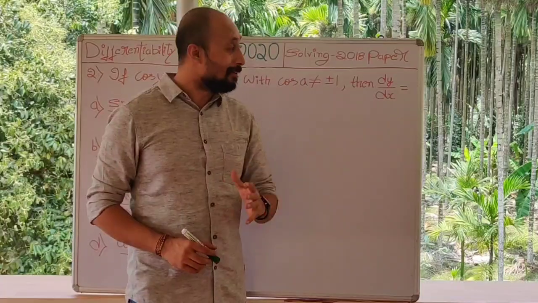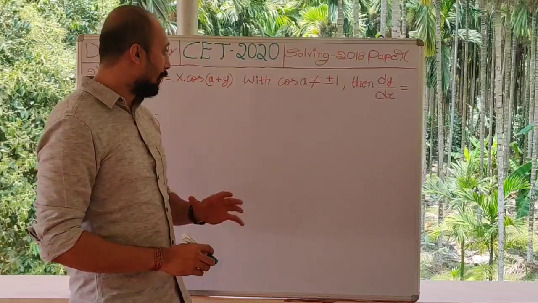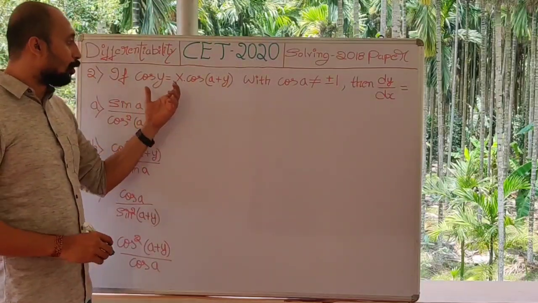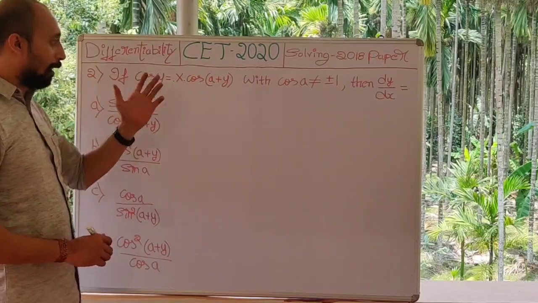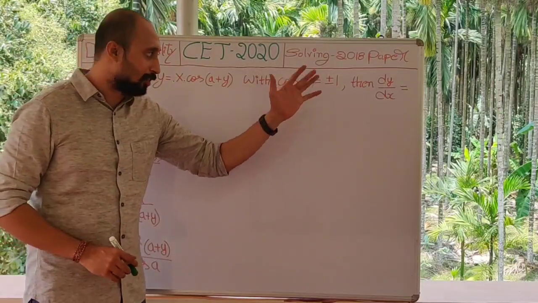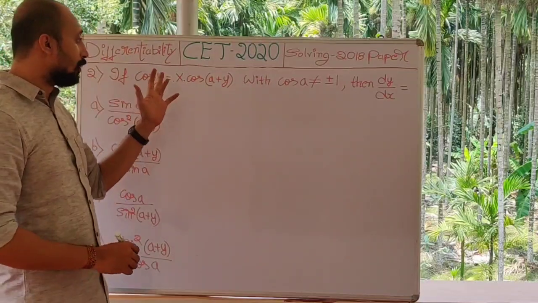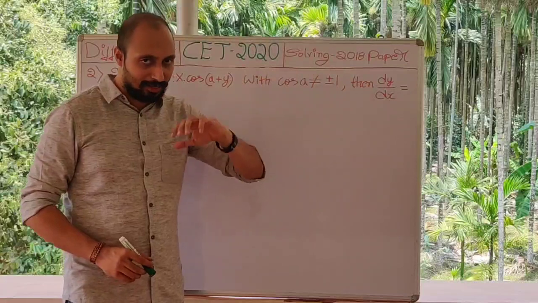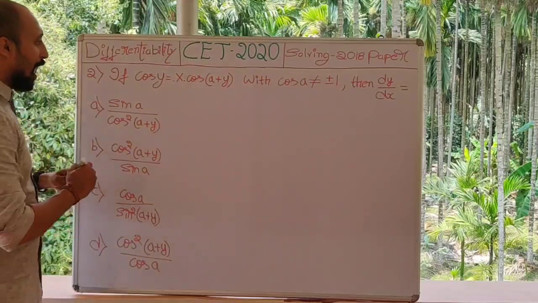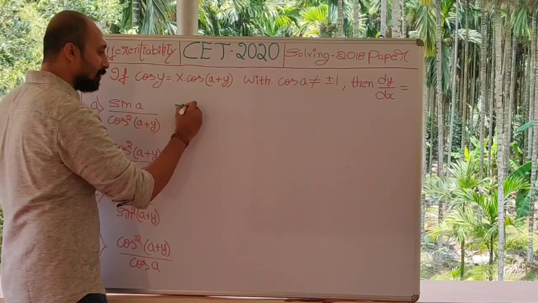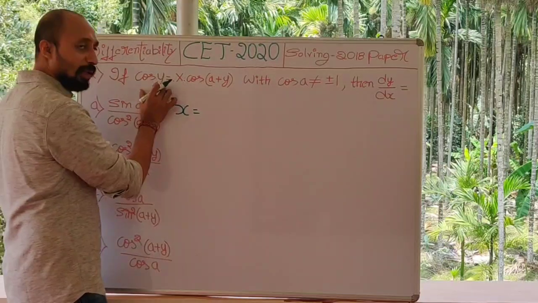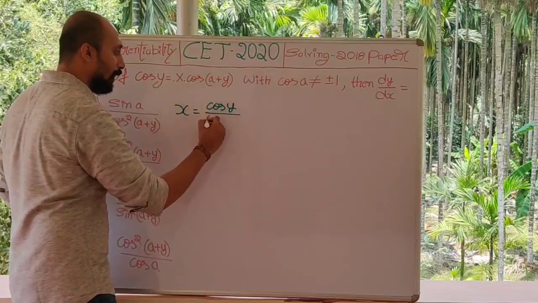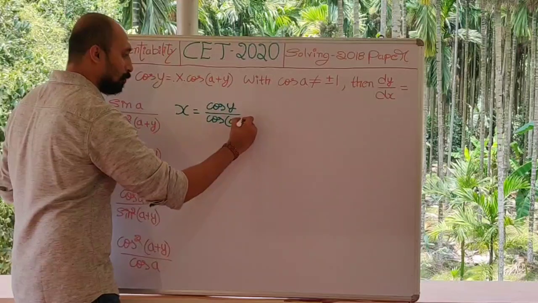This is the second question from the 2018 paper, and it is a very easy problem. They have given cos y is equal to x into cos of a plus y, with cos a not equal to plus or minus 1. They are avoiding denominator 0 with that condition. I have to find dy by dx. So what I have to do is consider this x is equal to, this will be going to the denominator, cos y divided by cos of a plus y.